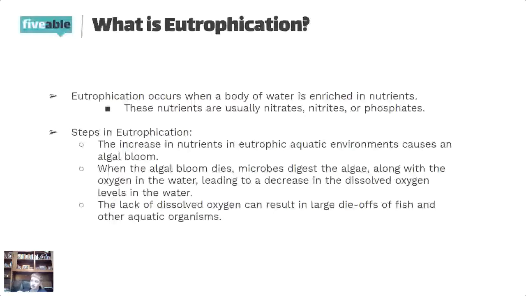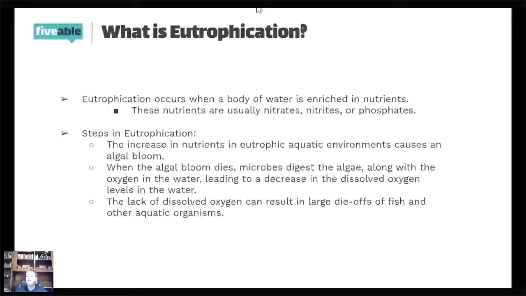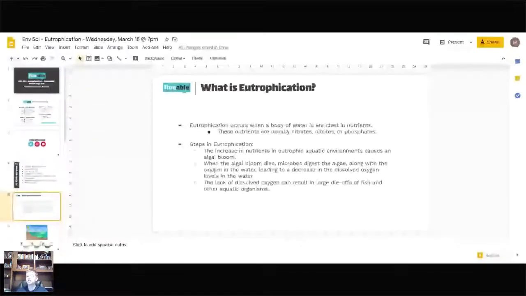And Elena says, the die-off of fish is a result of the lack of dissolved oxygen. When did the levels get too low for the fish to survive? That actually depends on the type of fish. I'm going to pull up a graphic for you that I like, but some fish can survive with a lot less dissolved oxygen, which is measured in ppm, and a lot of them can't.